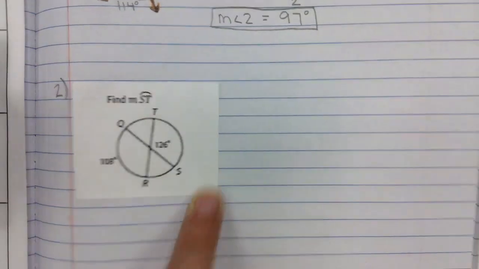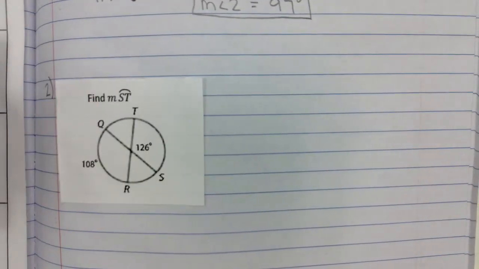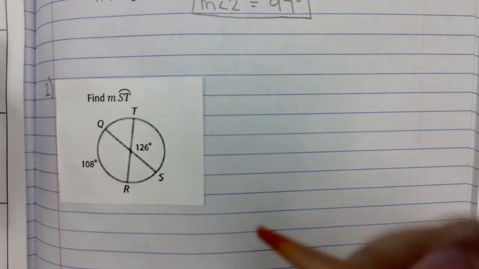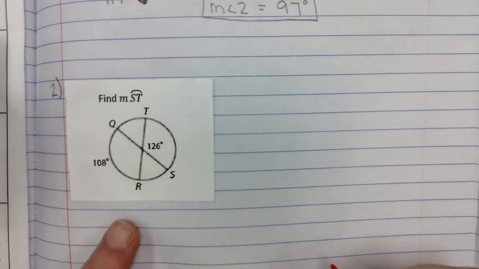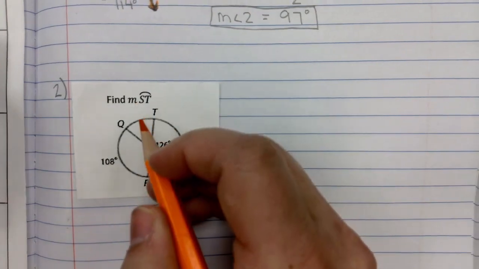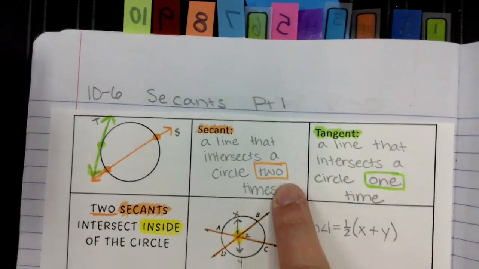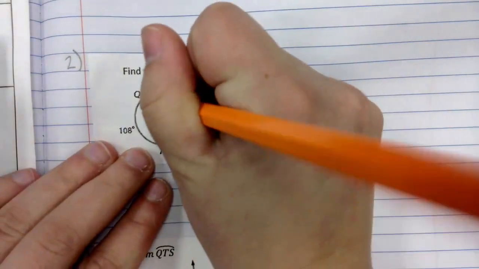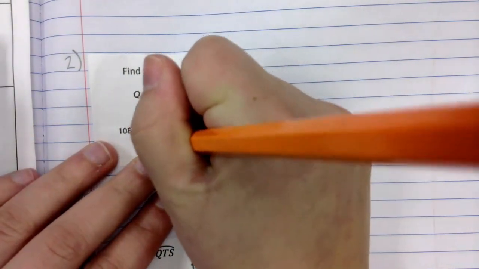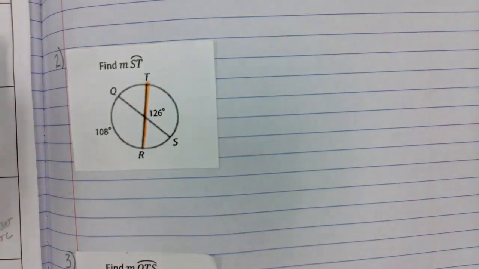What kind of lines are we working with? 2 secants. How do you know that they are secants? Yep, it touches the circle 2 times. So one of our segments, we have TR. Yesterday, I used orange for my secant, so I'm going to use orange again. So I have a secant TR, and I have a secant QX.